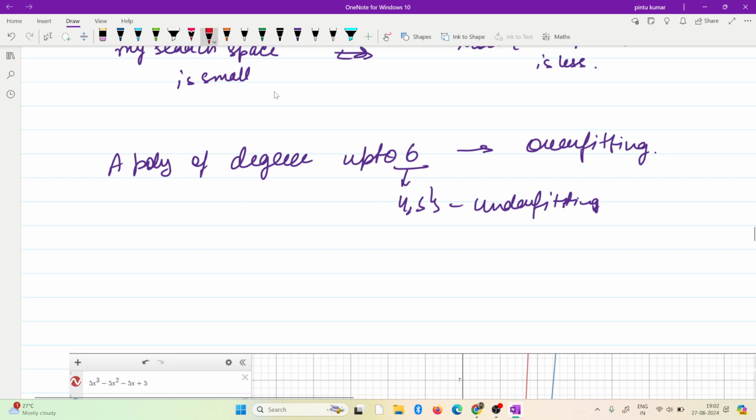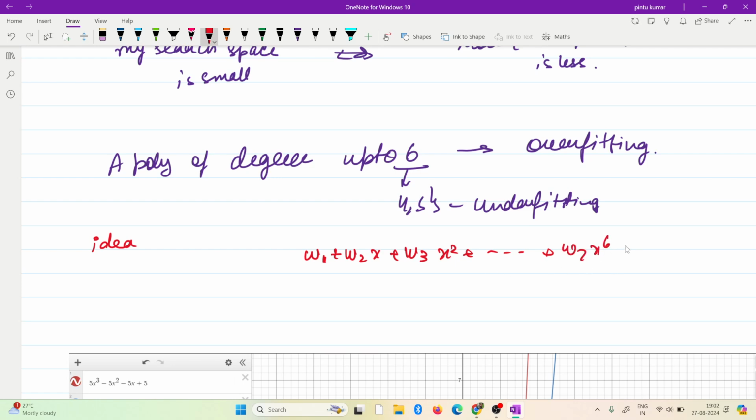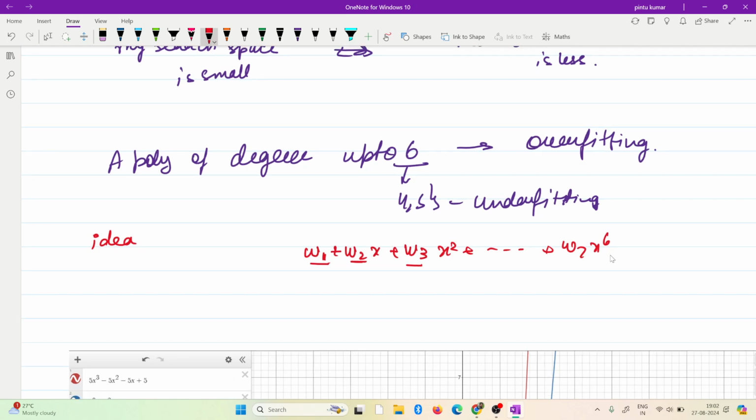So the solution to that is something known as regularization. So the idea behind regularization is, let's say you have a polynomial of degree up to 6. So you will have something like w1 plus w2 x plus w3 x squared, and so on till w7 x to the power 6. So you will have a function like this where you have to learn w1, w2, w3 up to w7, right? This is how you do linear regression, right?